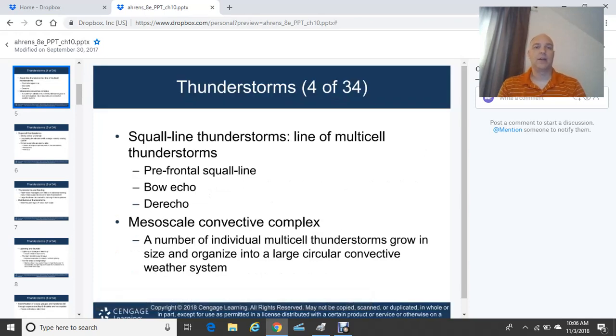All right. Now, there's also what's known as squall line thunderstorms, and this is a line of multi-cell thunderstorms. Squall line thunderstorms typically occur out ahead of an advancing cold front. There is a prefrontal squall line, and what's interesting about squall lines is the winds do shift and the barometric pressure does change, and it makes it almost seem like it's a cold front passing through, but that actual cold front may be further back, another 100 miles behind where the squall line is.